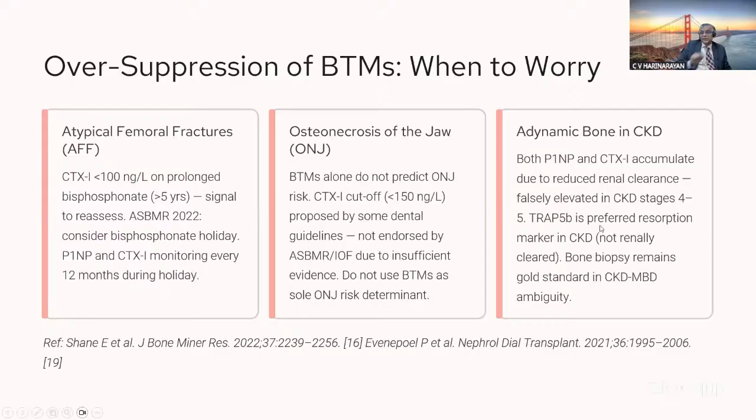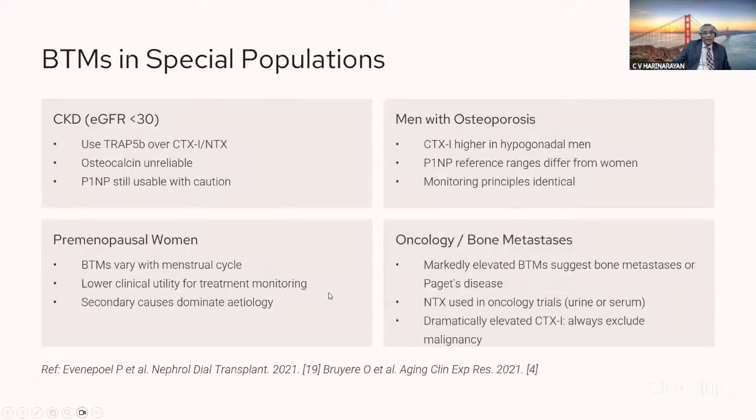Renal osteodystrophy: markers accumulate due to reduced renal clearance, falsely elevated in CKD stage 4 and 5. TRAP 5B is the preferred resorption marker, not renally cleared. Bone biopsy remains the gold standard. In special populations, when the CKD eGFR is less than 30, use TRAP 5B over CTX and P1NP. Osteocalcin is unreliable. P1NP is still usable with caution.